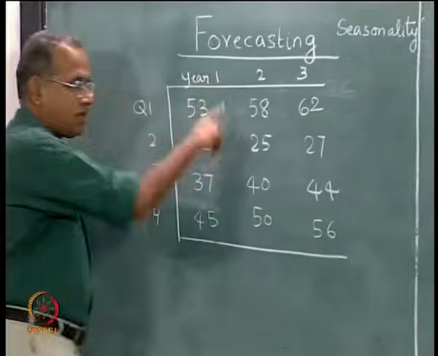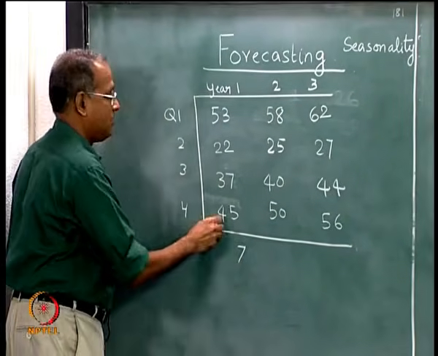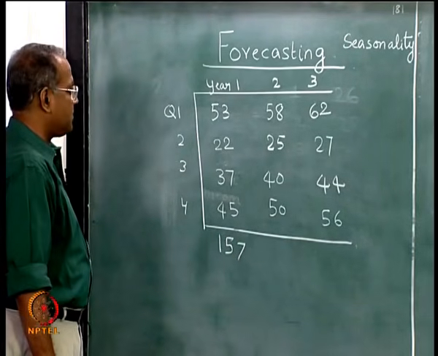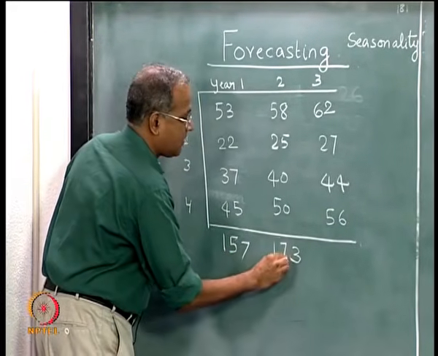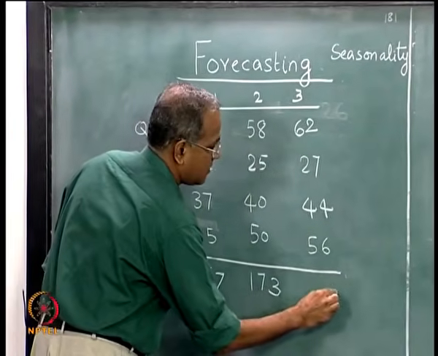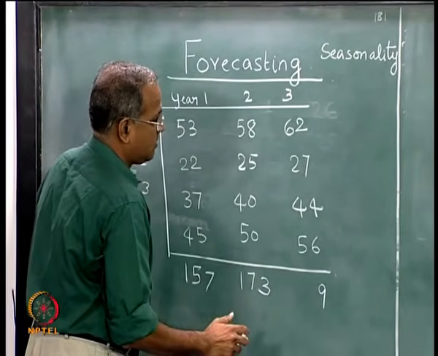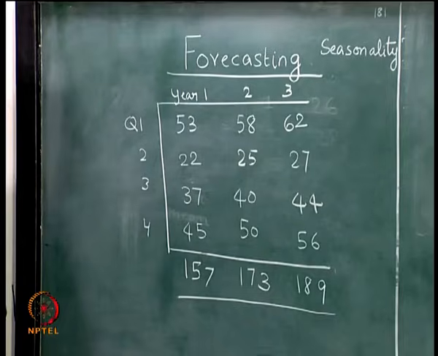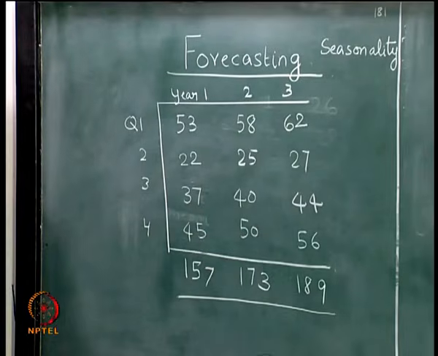First, let us find out the total demand for each year, and this is 157, 173, 189. So, these are the total demands in the previous years.